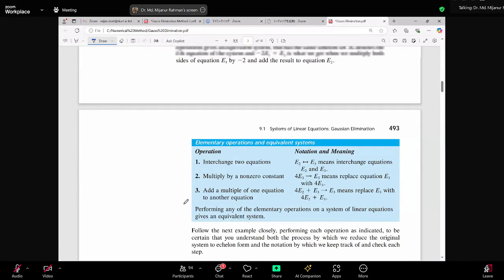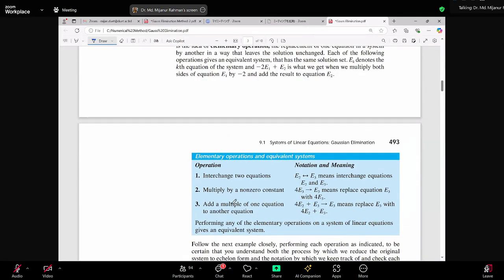There may be three or more processes. The very familiar processes: first, interchange two equations. That means we have equations E1, E2, E3, and we can interchange E2 and E3. Another way is to multiply by a non-zero constant. Our equation E3 can be multiplied by 4 on both sides, left side and right side. That means 4E3 will be the new E3. This can be a process.